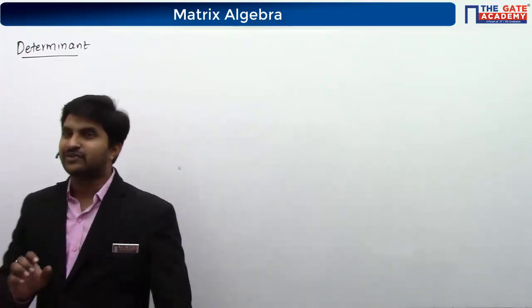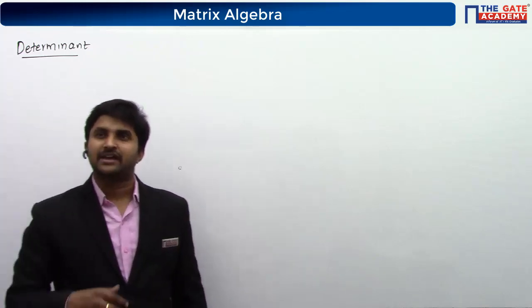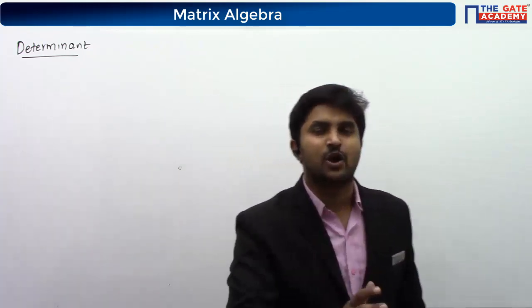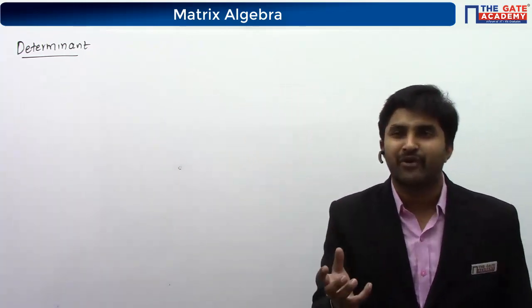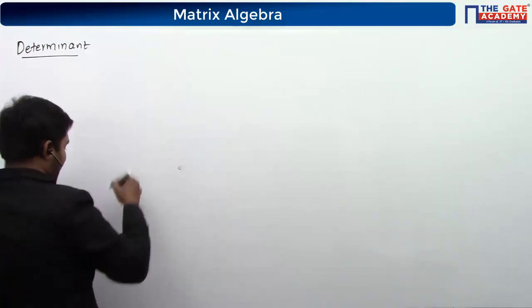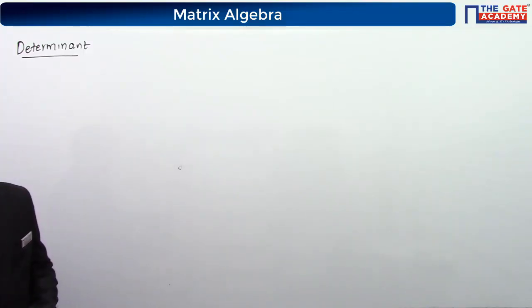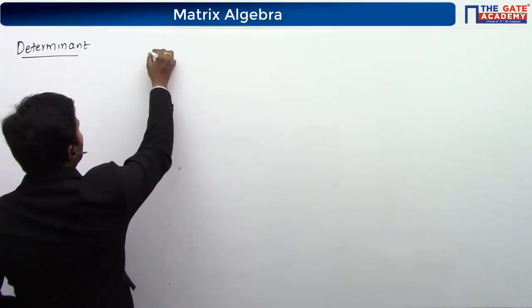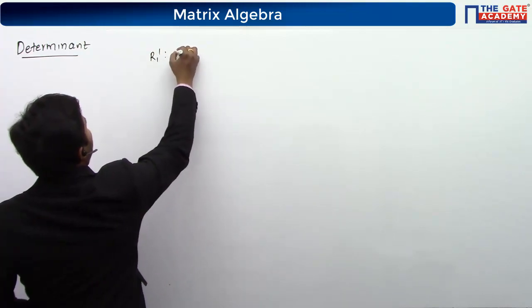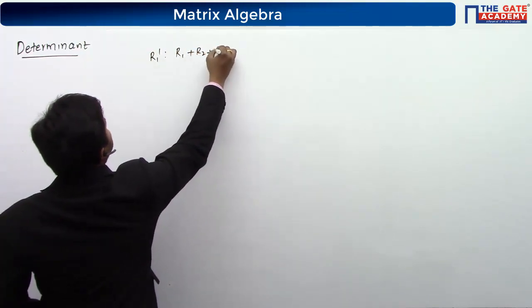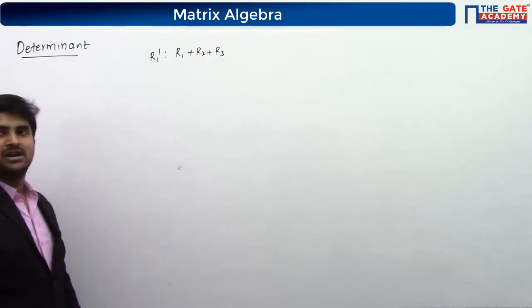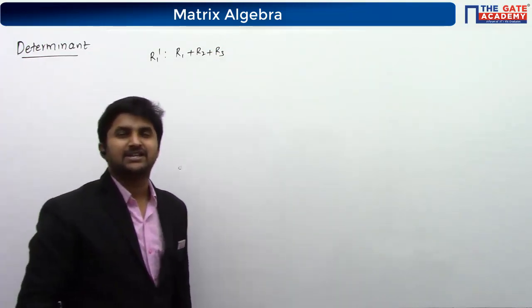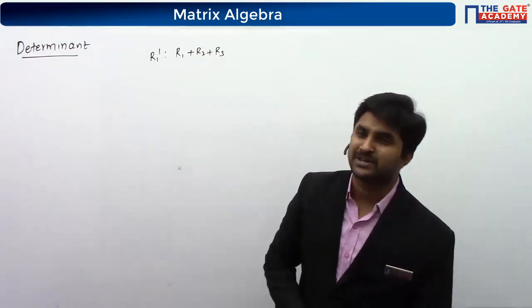Right, so the answer for this particular question, I can see quite a few of you are answering it as option B. Can you please tell me why it is option B? Can I apply the operation on the row 1, that the row 1 is going to be equal to that of R1 plus R2 plus R3? Can I do this? R1 dash becomes R1 plus R2 plus R3.